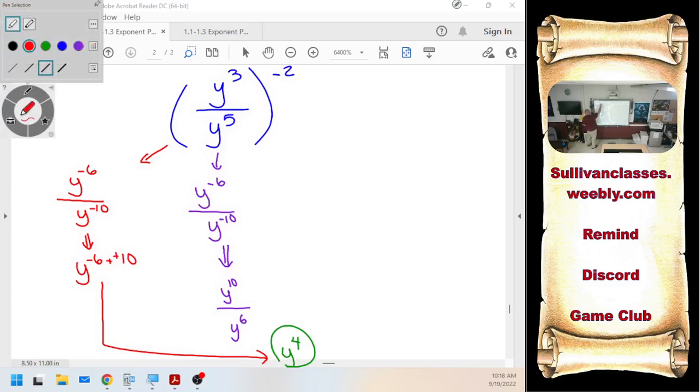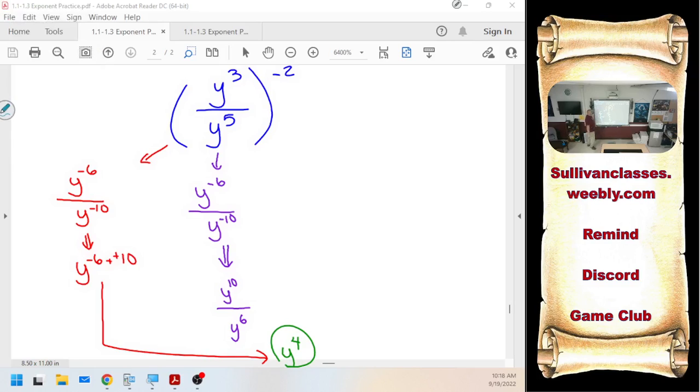The third way to do it, what if I started going PEMDAS on this thing? I could have applied the negative 2 and then subtracted my exponents. I could have applied the negative 2, realized they're negative and flip them, then subtract the exponents. What if I had subtracted the exponents first inside the parentheses and said that's y to the 3 minus 5 to the negative second?